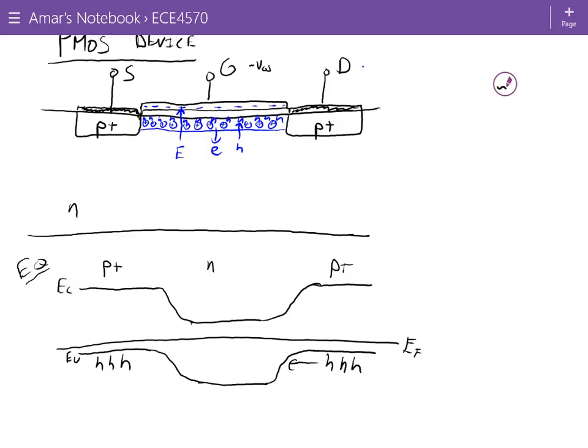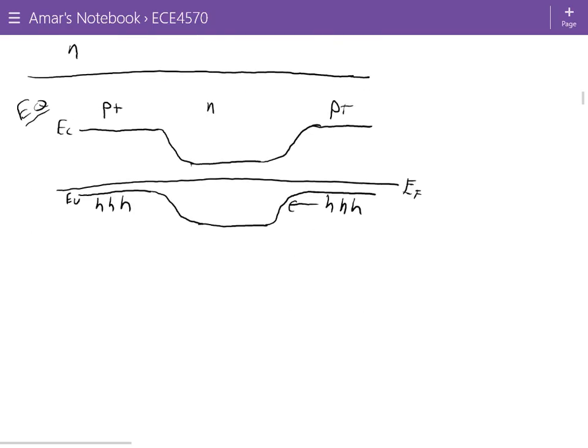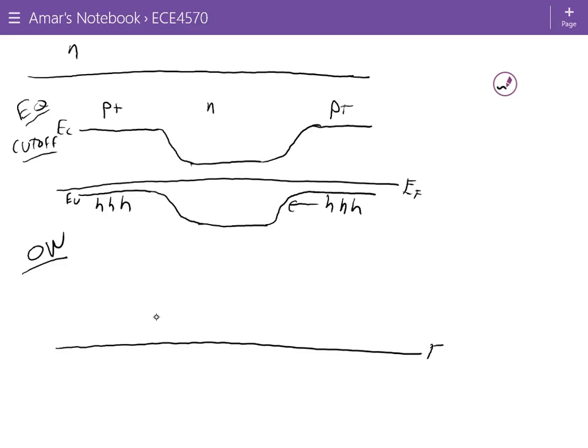However, if we apply a gate voltage, as we saw in the above diagram, we switch the material from P-type to N-type. So when the device is on, so equilibrium means like, cut off. So if the device is on, we can also draw the energy band diagram like this. We can draw the Fermi level. We draw the P-type material like this. We can draw the P-type material like this.